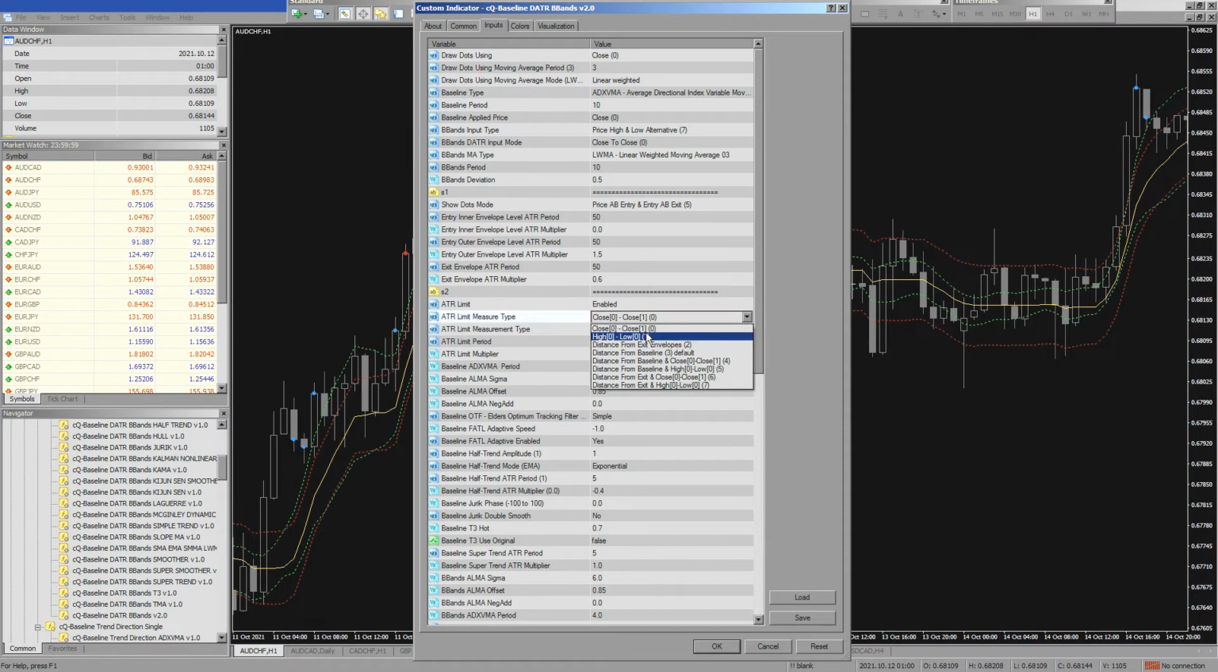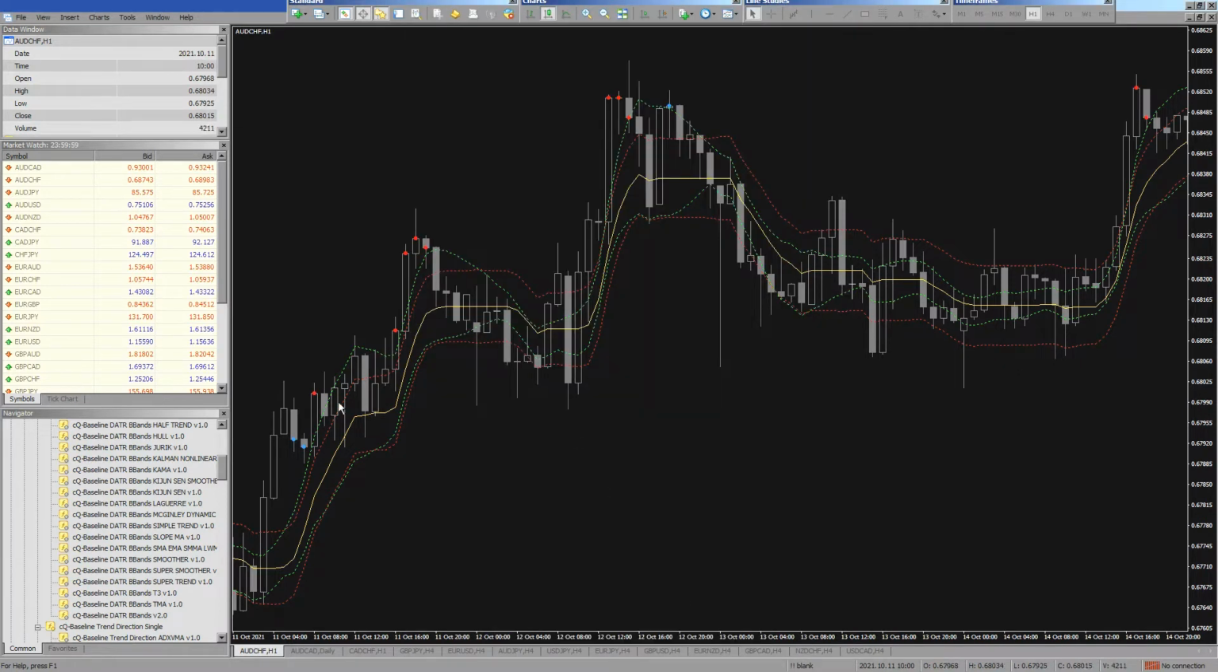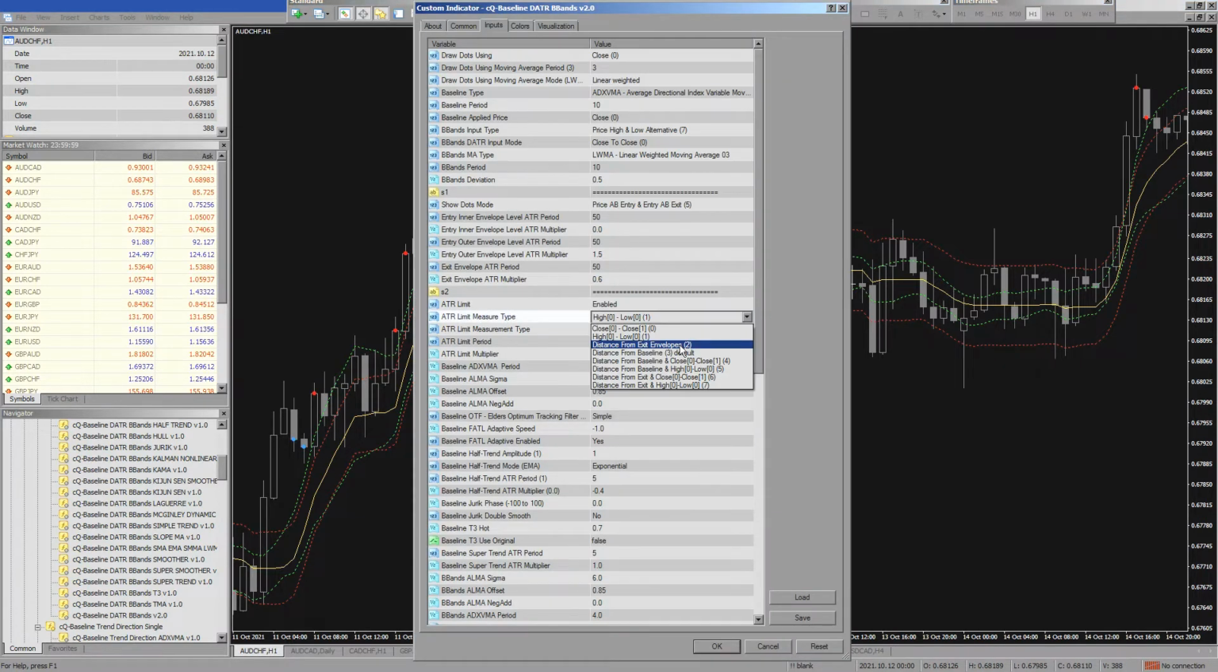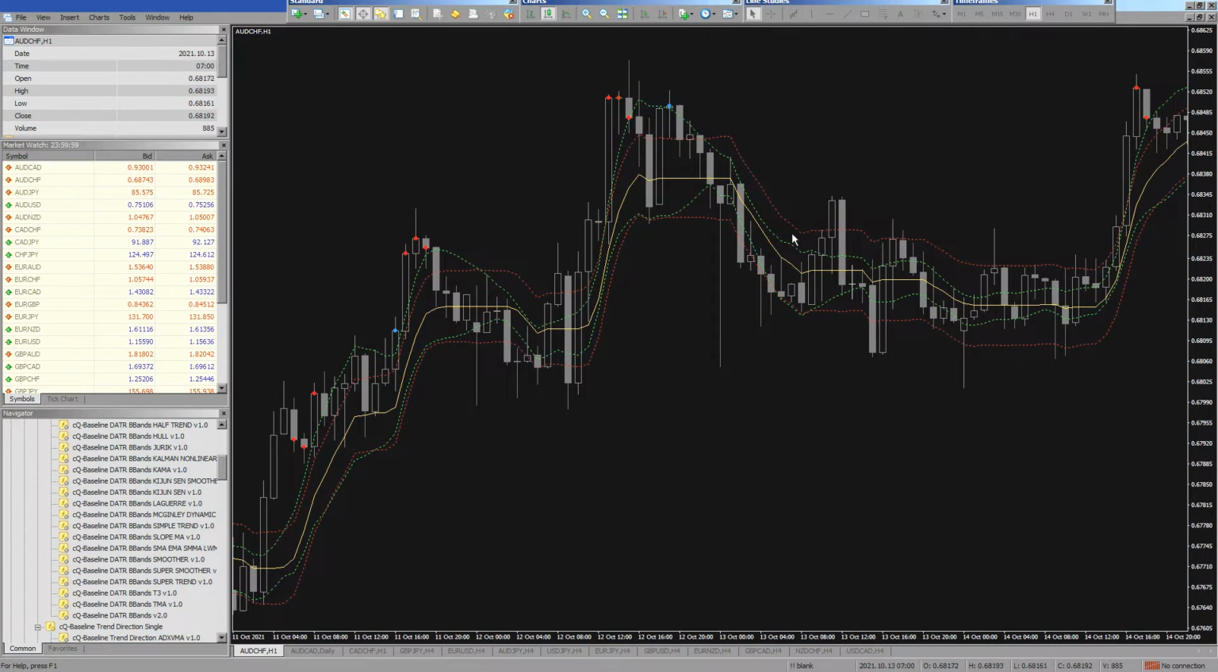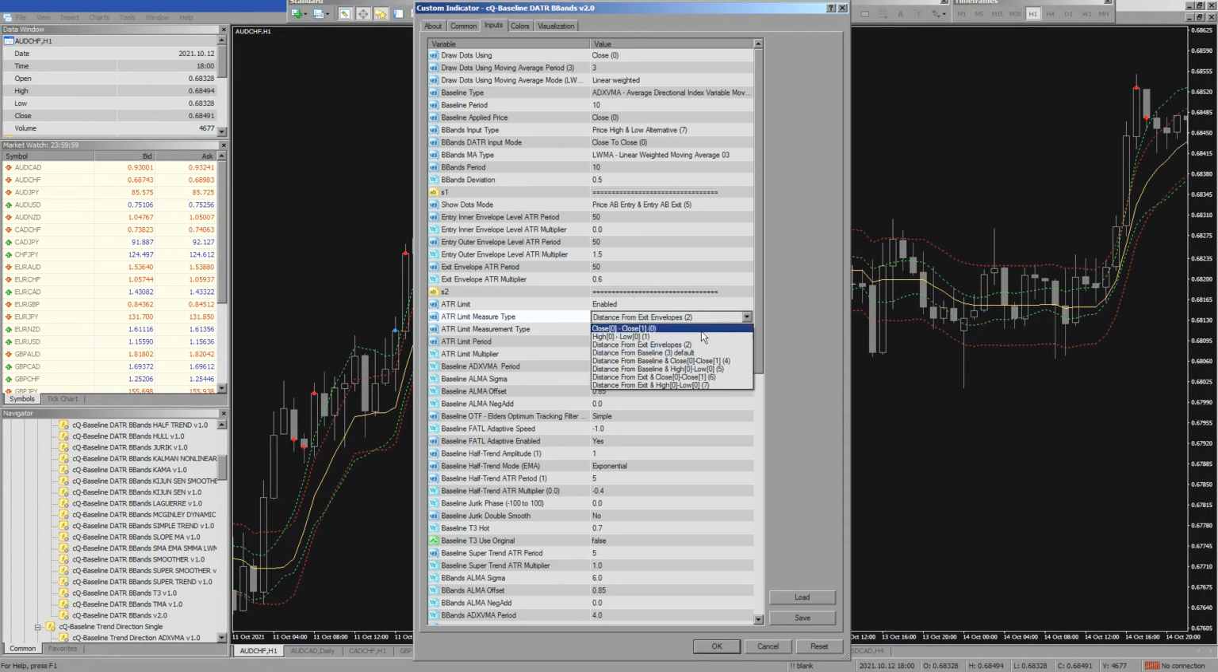You can also have the high to low, which will probably generate even more red dots because you're using the high to low. Then there's the distance from the exit envelopes, which are these red lines. And then it'll generate a dot from the baseline, which is the default. And then you can have the baseline or close to close. Either one of those will generate a red dot. Distance from the baseline and the high to low will generate a dot. And then distance from the exit, close to close, distance from the exit, high to low.